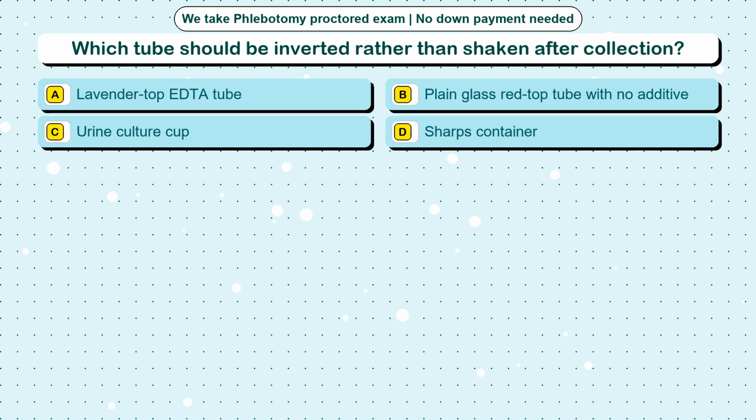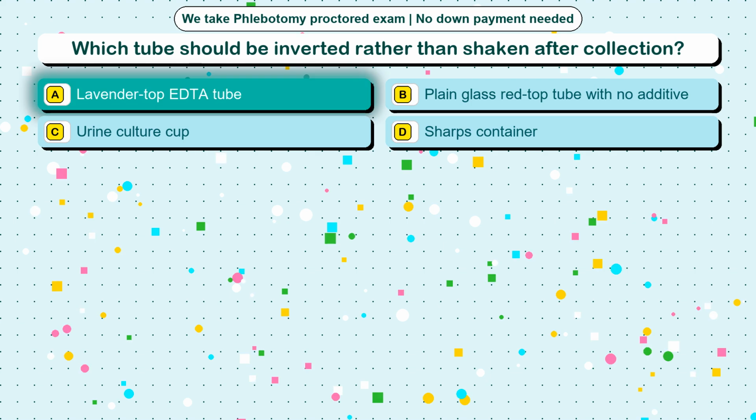Question 70. Which tube should be inverted rather than shaken after collection? Option A, lavender top EDTA tube. Option B, plain glass red top tube with no additive. Option C, urine culture cup. Option D, sharps container. The correct answer is option A, lavender top EDTA tube.